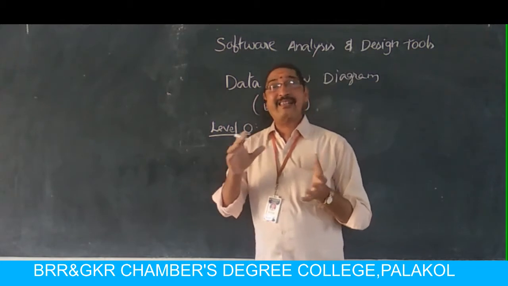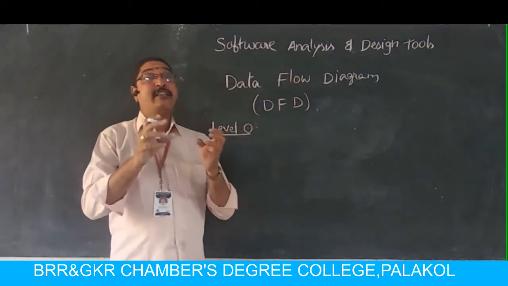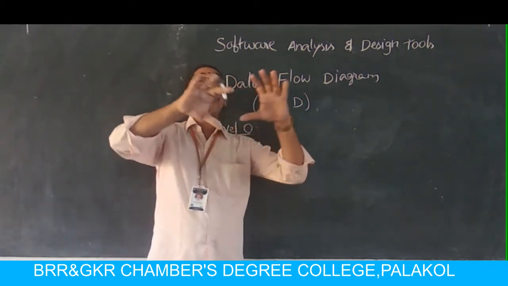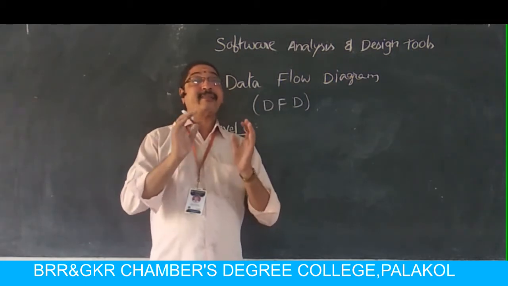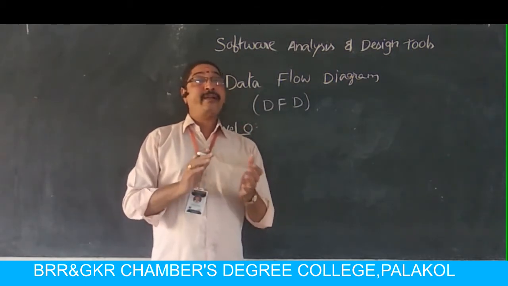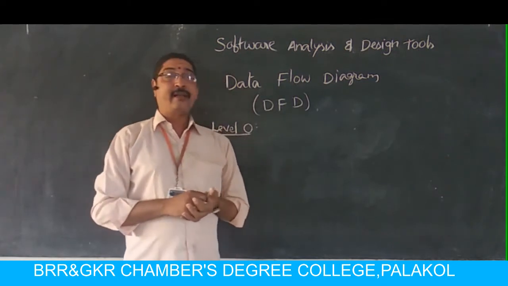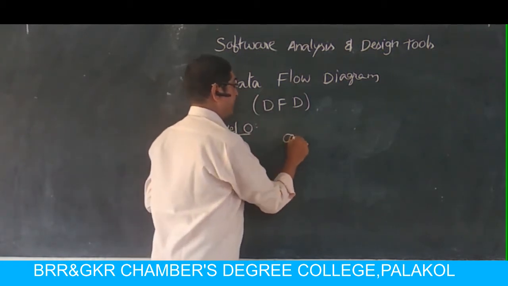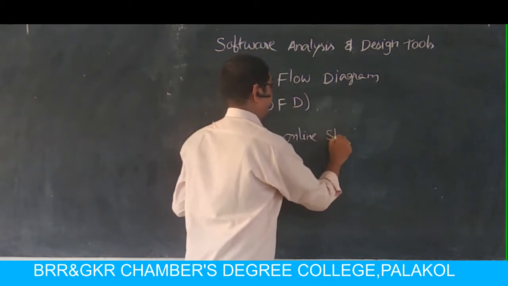So this is the highest abstraction. It never contains much more details about the system. It will show us the overall system and its architecture as a single one. Much more details are not included in this level. So I will give you an example. Online shopping system.